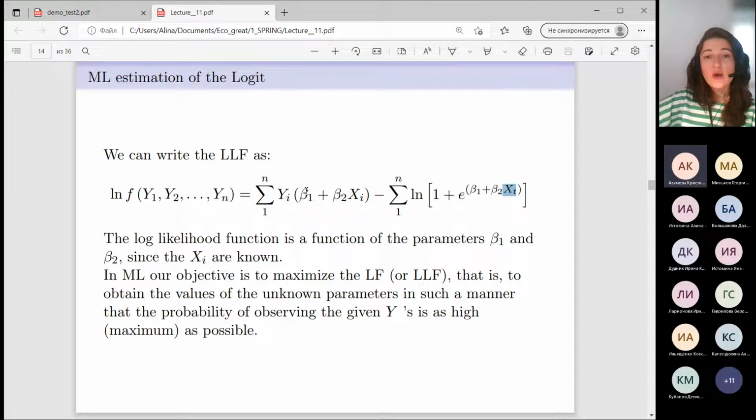When you find these unknown betas, this will be the answer. This will be the answer, and this will be the goal. How can you maximize the likelihood function? And that is the answer. How can you obtain the values of the unknown parameters in such a manner that the probability of observing the given dependent variable y will be as high as possible? And this is your main goal.